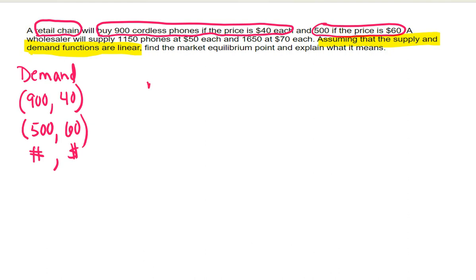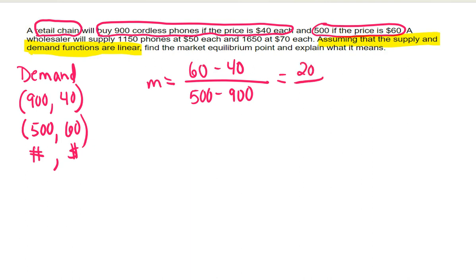I can start by calculating the slope, and remember that that is y sub 2 minus y sub 1. So that would be the 60 minus the 40 over x sub 2 minus x sub 1. And then when I divide or subtract, 60 minus 40 is 20, and 500 minus 900 is negative 400. And when you divide that, you get a negative 0.05. Now that is my slope.